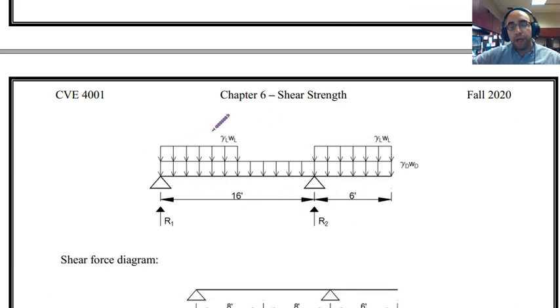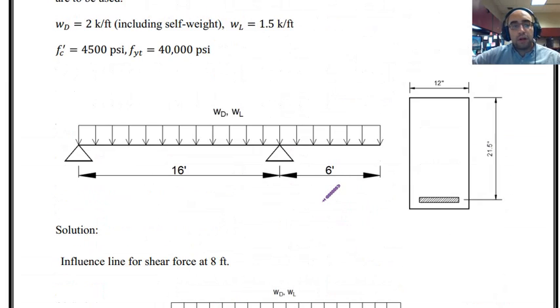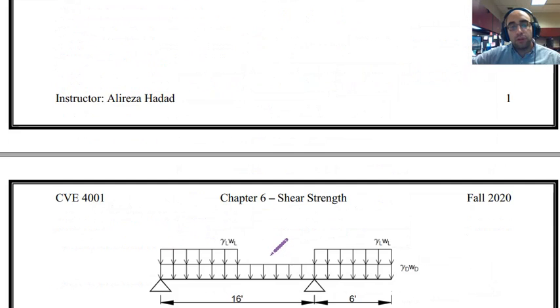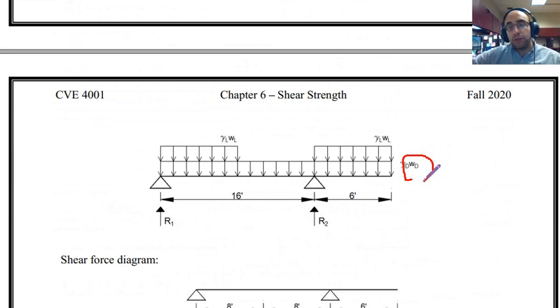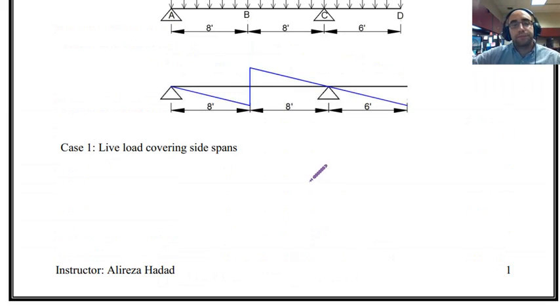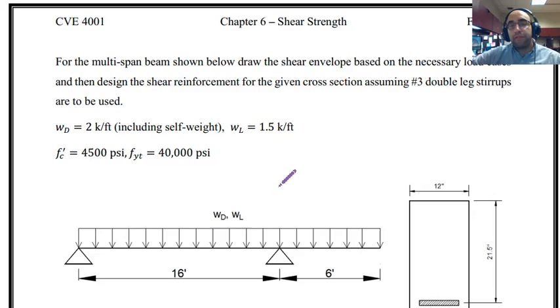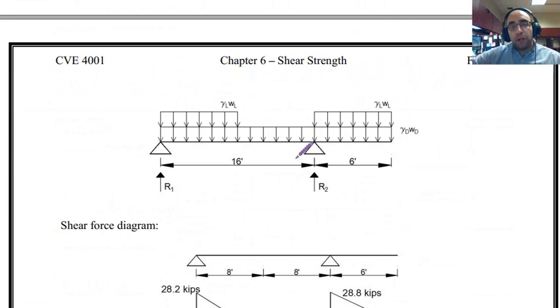And now I have to analyze this beam based on this loading. Dead load was given to us as 2 kips per foot. So I have to include the dead load factor, which was 1.2. And then the live load factor was equal to 1.6. And the amount of live load was equal to 1.5 kips per foot.